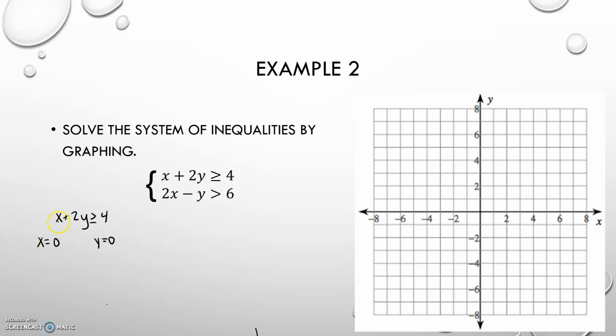So I'd plug in 0 for x and get 2y equals 4, which would give me y equals 2. So I'm going to put that point on here. And then I did that backwards. I put y equals 2 or x equals 2 instead of y equals 2, and x equals 4. And this one has a line underneath it, so it's a dotted line.